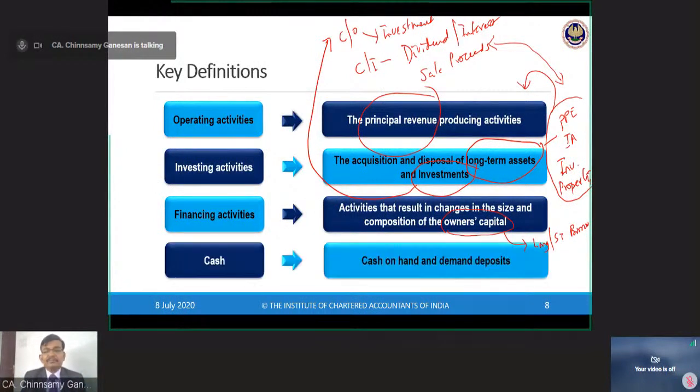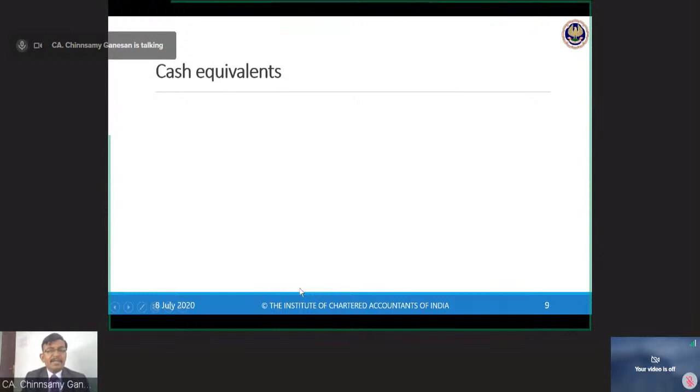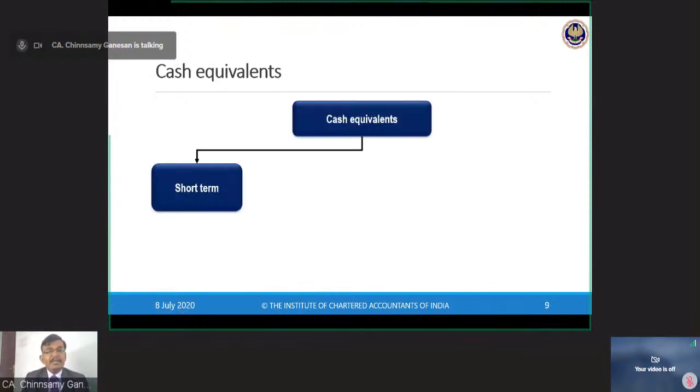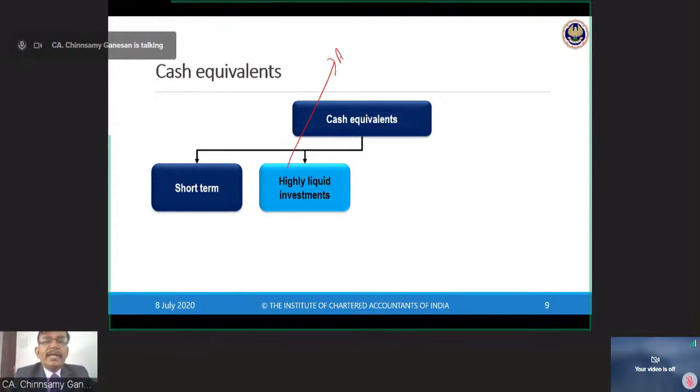What do you mean by cash? Cash on hand and demand deposits, which can be readily converted into cash. What we have not defined is cash and cash equivalent, right? Let us understand cash equivalent. You have to see whether it meets that criteria. It should be a short-term, highly liquid investment. You should have invested in a highly liquid investment. That means at any time it can be converted into cash. That is what we are saying as highly liquid.